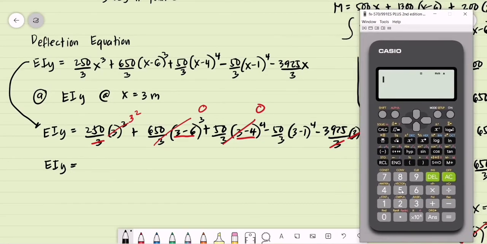So that is the same as 250. We cancel the denominator. This is multiplied by 3 squared. Then minus the 50 over 3. This is multiplied by 3 minus 1. That is positive, so we are to consider this term. 3 minus 1 is positive 2 raised to 4. And then minus 3,925.